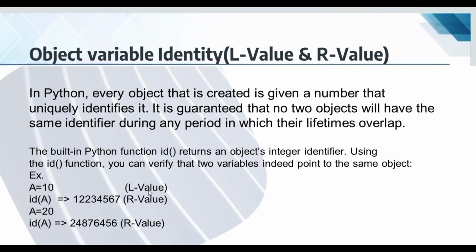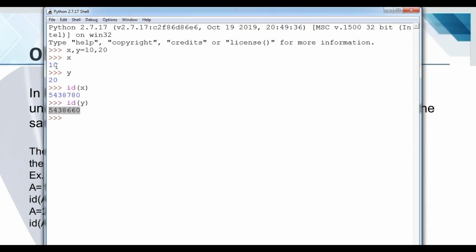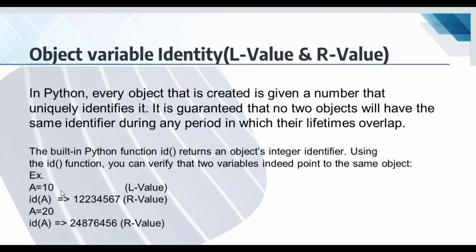What about the L value? The L value is nothing but 10 and 20. Now suppose y also contains 10, so what will the ID of y be? Let's see: the ID of x and the ID of y are the same. Why? Because these two variables are labeling one value that is stored in memory. Okay student, so here you can see the L value is the literal value, and the R value is the reference value. These are known as the L value and R value.